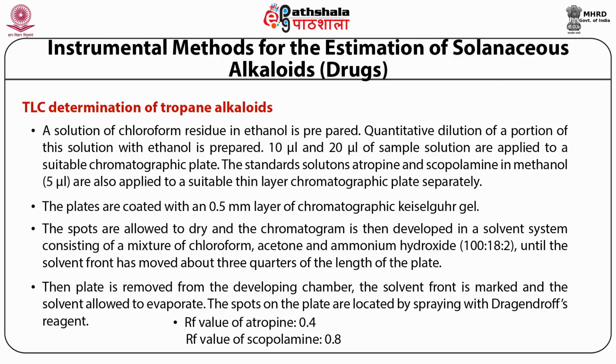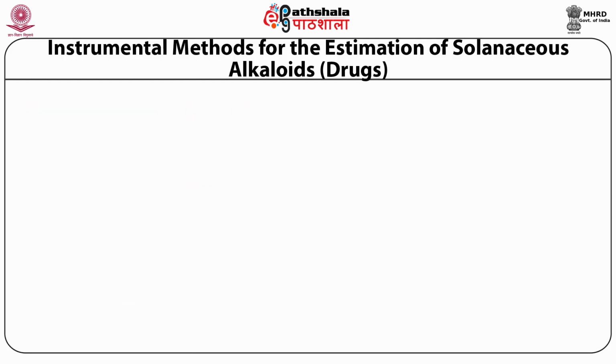With a solvent system of chloroform, acetone and ammonium hydroxide 100:18:2, the Rf values for atropine and scopolamine are 0.4 and 0.8 respectively. The Rf values of the principal spots, atropine and scopolamine, vary with the different mobile phases and chromatographic conditions.